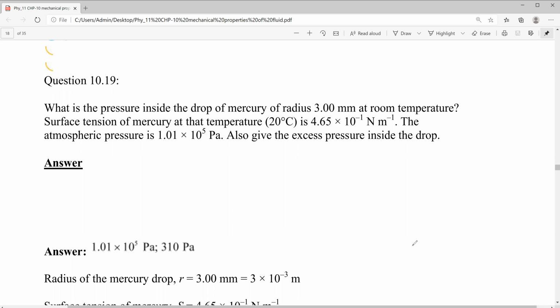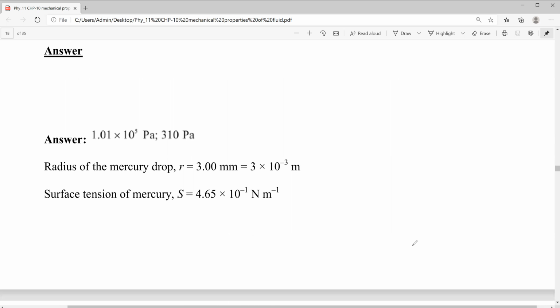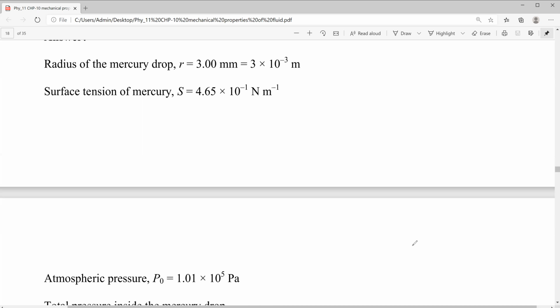Surface tension of mercury at that temperature is 4.65 into 10 to the power of minus 1 Newton per meter. Atmospheric pressure is 1.01 into 10 to the power of 5 Pascal. They also ask to give the excess pressure inside the drop. From the question, the radius of the mercury drop R is equal to 3 millimeter, and the surface tension is 4.65 into 10 to the power of minus 1 Newton per meter.